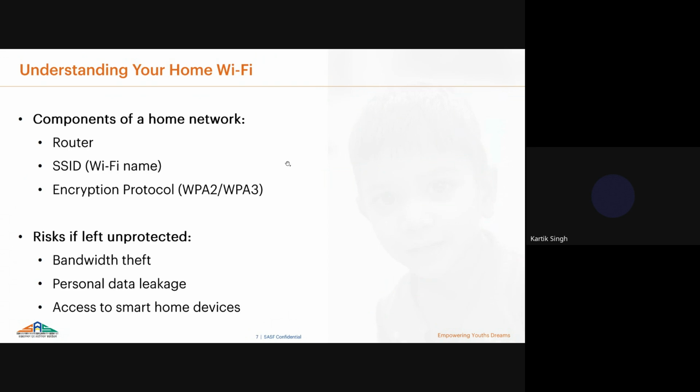Now, let's move on and understand what the components of your home Wi-Fi network are. There are majorly three components of a home network. First one is the router, which is a physical device that is present in your home. Second one is the SSID, the name of your Wi-Fi, and third one is the encryption protocol that encrypts your data when the data is going through the Wi-Fi network. So these are the main components of your home Wi-Fi network.